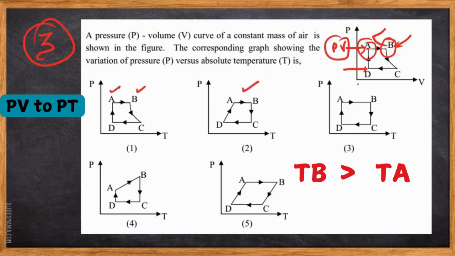Temperature of B is greater than A. That is still the fourth one. Pressures are not equal, so it's wrong. Right, these four are correct.